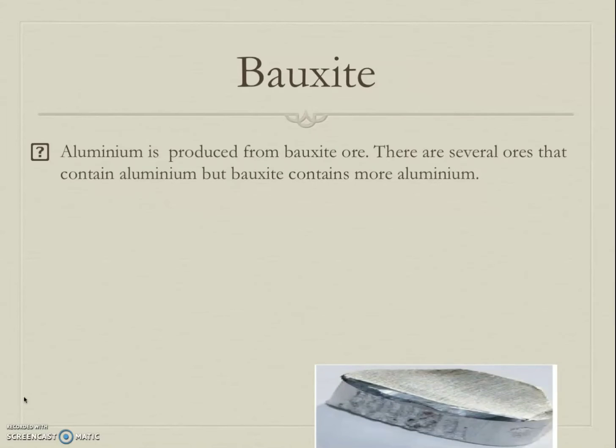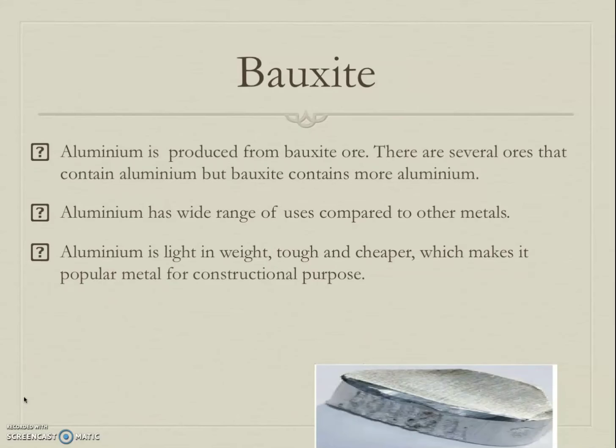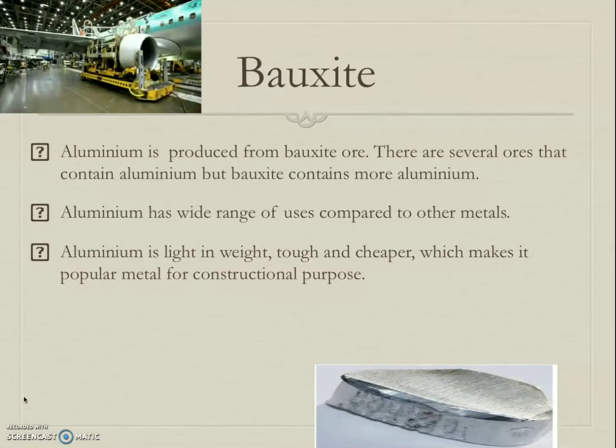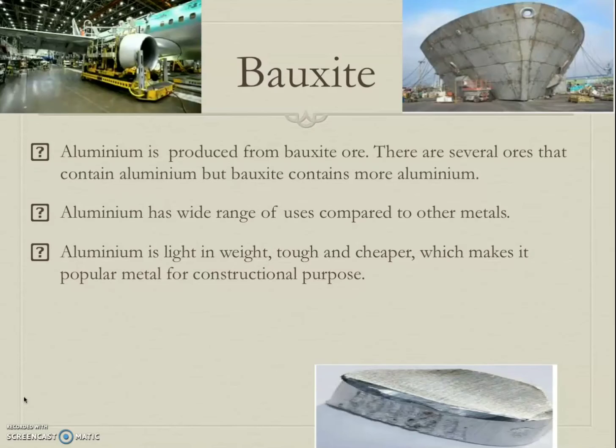Next, we are going to see about bauxite. Aluminium is produced from bauxite ore. There are several ores that contain aluminium, but bauxite contains more aluminium. Aluminium has a wide range of use compared to other metals. Aluminium is light in weight, tough and cheaper, which makes it a popular metal for construction purposes. It is mainly used in the construction of aircraft, ships, automobiles, railway coaches, etc.